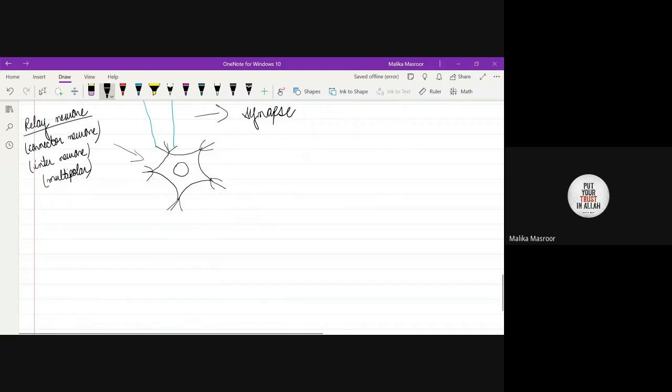This is what your synapse is: the junction between two neurons. Now let's look at synapse in detail.